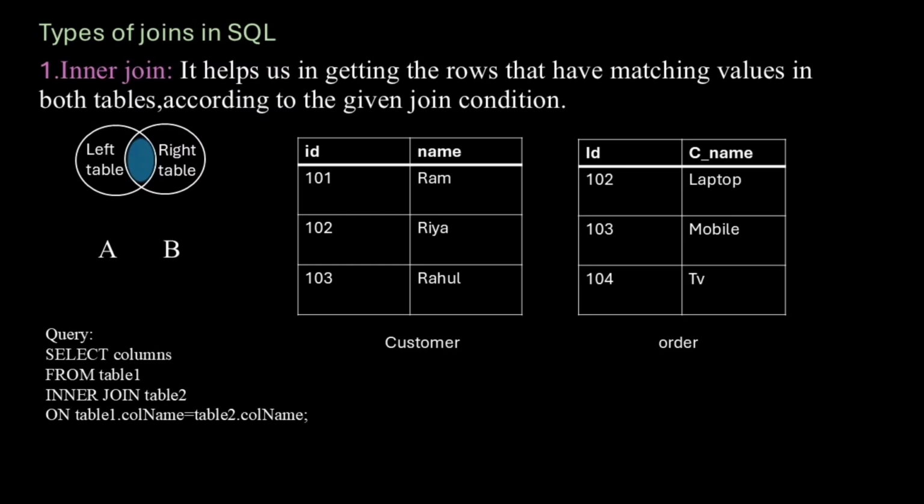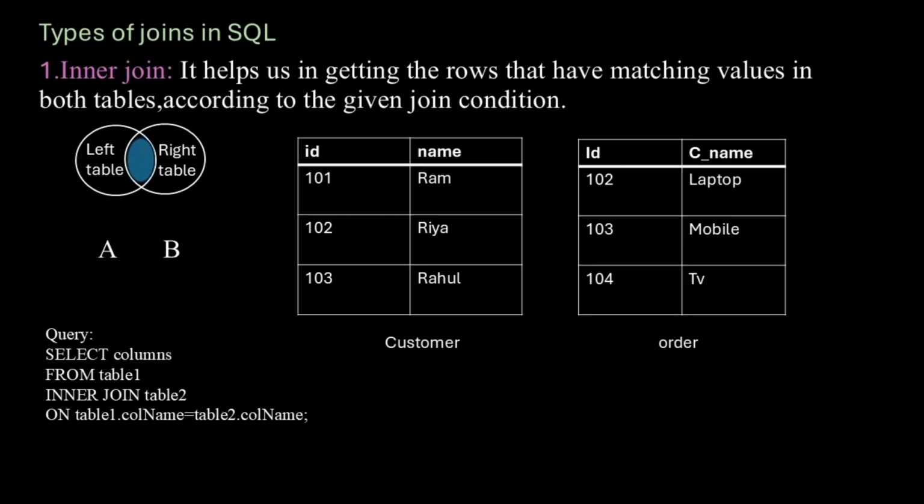Inner join. An inner join helps us in getting the rows that have matching values in both tables according to the given condition. So whenever we want the values that match in both tables, we use inner join. Now here you can see that there are two tables, customer and order. There is one column that is common between both tables, that is ID. So we need to find the values that are present in both customer and order tables. Let's see, is 101 present in the order table? No, it's not. So this value is discarded.